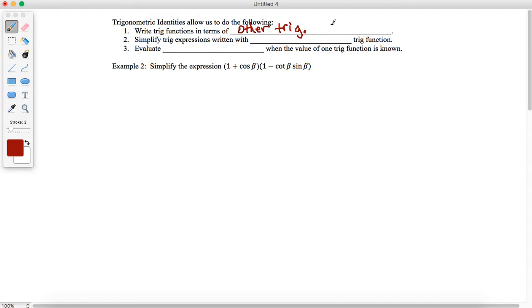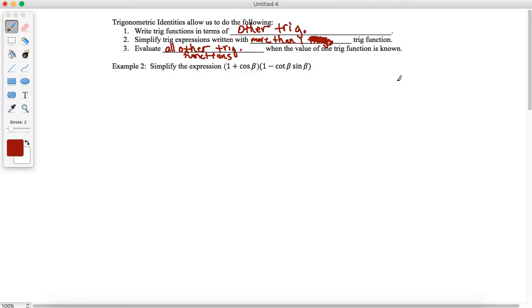We can also simplify trig expressions written with more than one trig function. And again, that helps us with solving things or making things look a little bit better. And we can evaluate all other trig functions when the value of one trig function is known. So, for instance, if I know sine of some angle theta, then I can figure out what the values of the other trig functions at that angle would be.